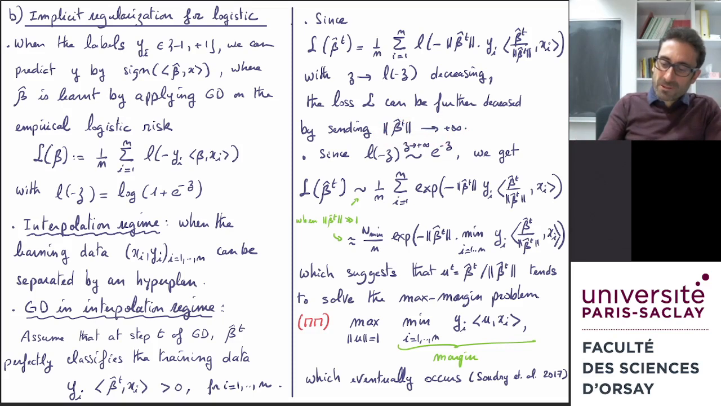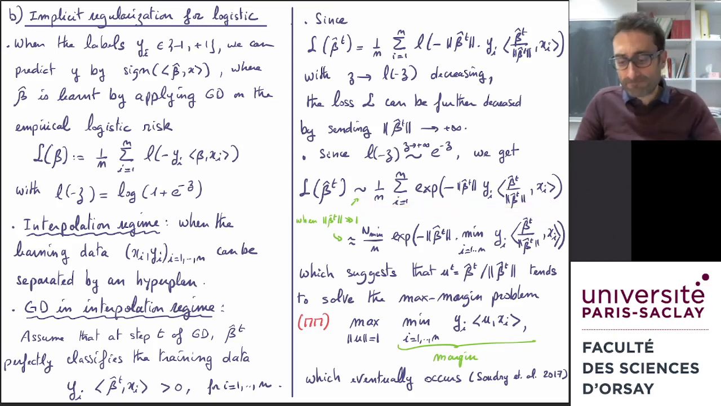And now we'll use the fact that if you look at your logistic loss here, when z goes to infinity, this is equivalent to exponential minus z, right? So you can approximate here the logistic risk by this quantity where I have replaced the logistic loss by the exponential function.